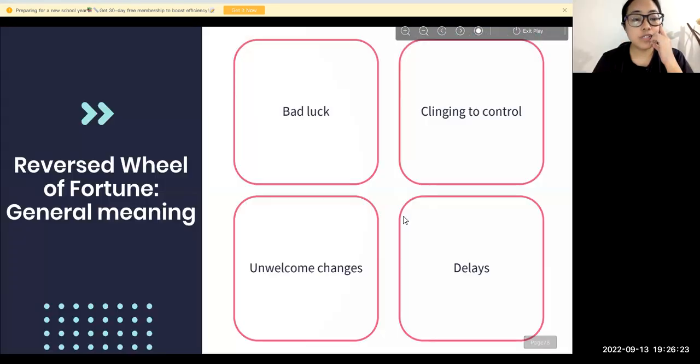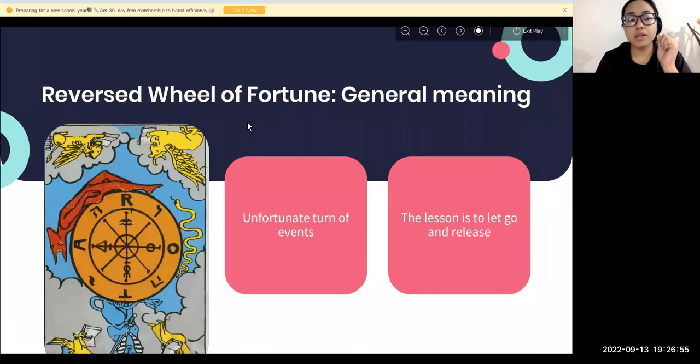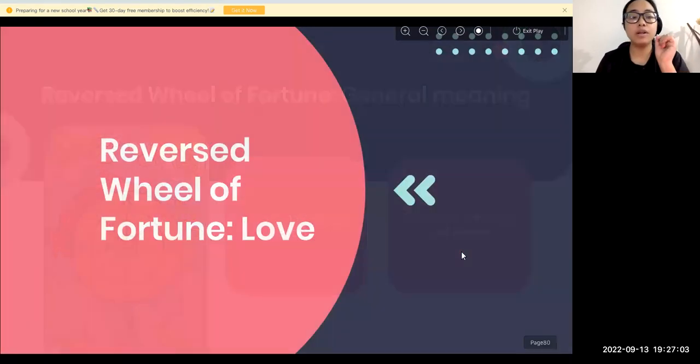Now if the Wheel of Fortune comes in the reverse way, it means bad luck is coming. Okay, so the Wheel of Fortune reversed: bad luck, clinging to control, unwelcome changes. That means something bad is going to happen. Your project will be delayed, you will not get married, the marriage proposal will be delayed, there will be delay in your finances, there will be delay in everything, right? So the reversed Wheel of Fortune means an unfortunate event is going to happen. So the lesson is what? Let go and release whatever is going to come your way.